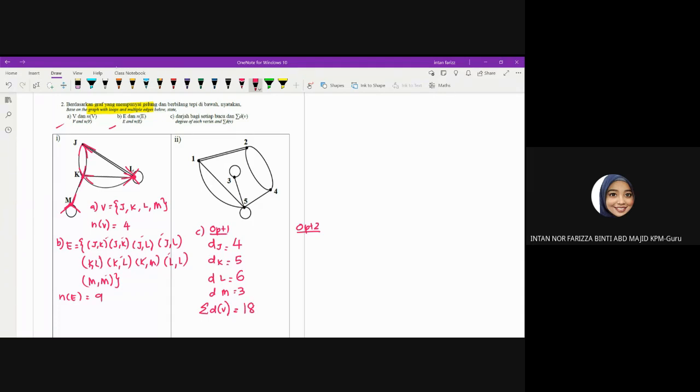For option 2, we have this formula, which is 2 times the number of edges. How many edges do we have in the previous question? It was 9. So you get the same answer, which is 18, but by a different method. I think the second option is easier. But you can do both just to make sure that you have the correct answer.